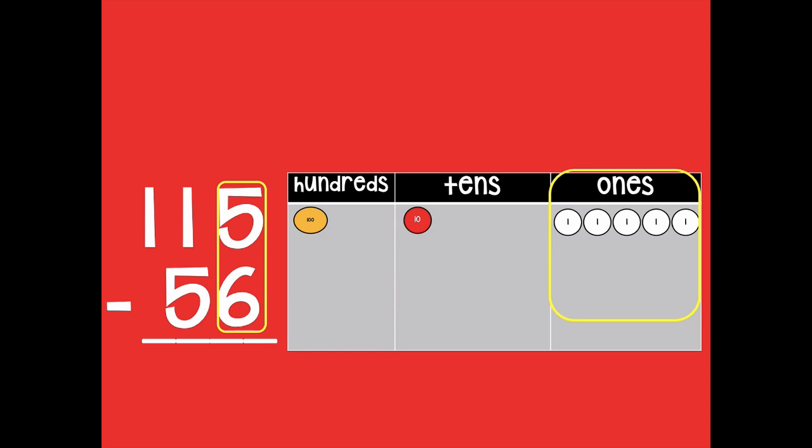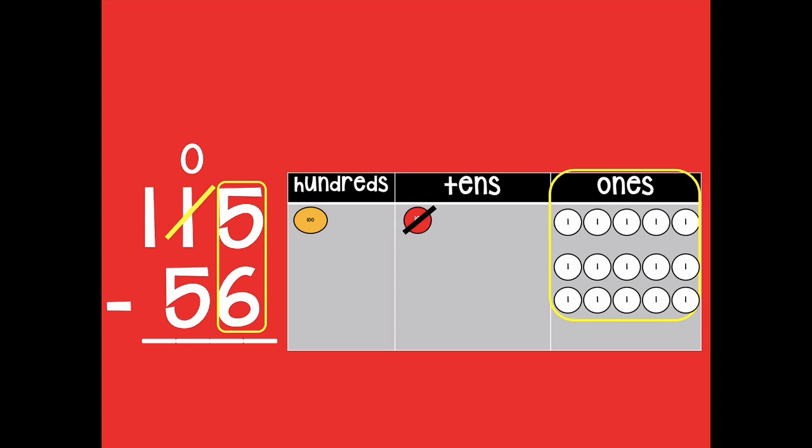All right, friends. So here we take this 10, and we're going to unbundle it or decompose it into 10 ones. To model that on my place value chart, well, now I have 0 tens, and I have 15 ones now because I had 5 and then I added 10 more, and that's 15. So now I'm definitely able to subtract 6 ones. So 1, 2, 3, 4, 5, 6. Okay, then I'm left with 9 ones.